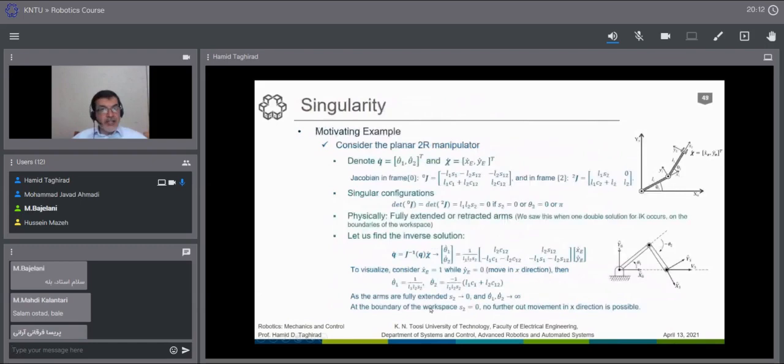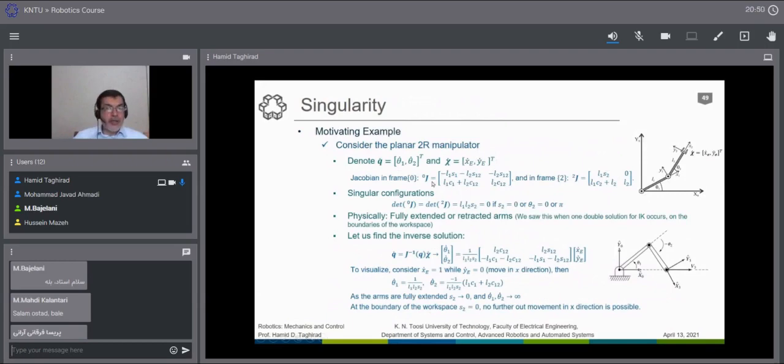Let's see, as an example, how this works and discuss it a bit in more detail. Consider a very simple 2-arm manipulator, as we see in here. We have two joint space variables, q dot equal to theta dot 1 and theta dot 2. We have two task space variables, x and y of the end effector, which we call xe dot and ye dot, the velocity of that.